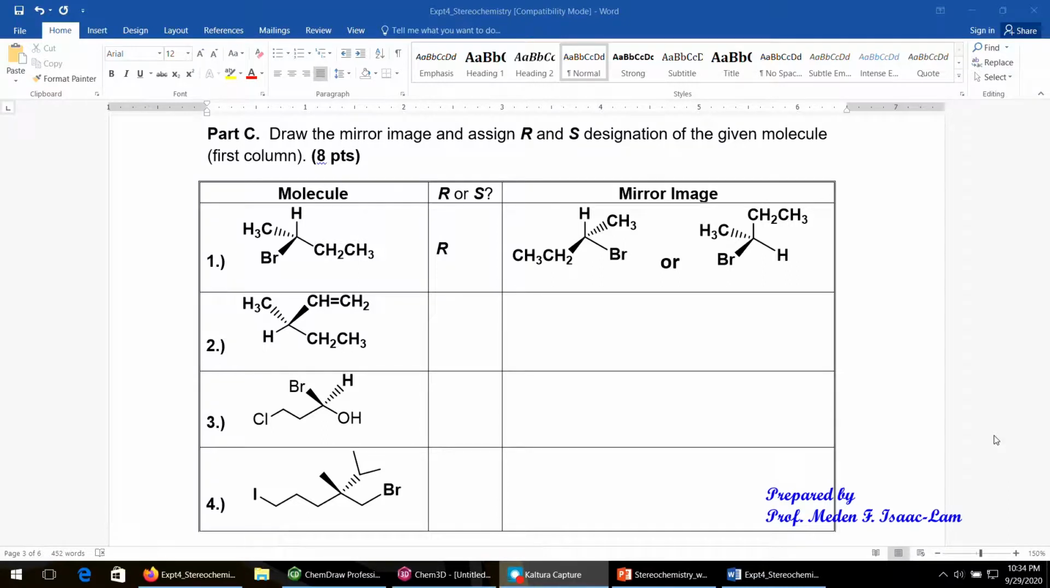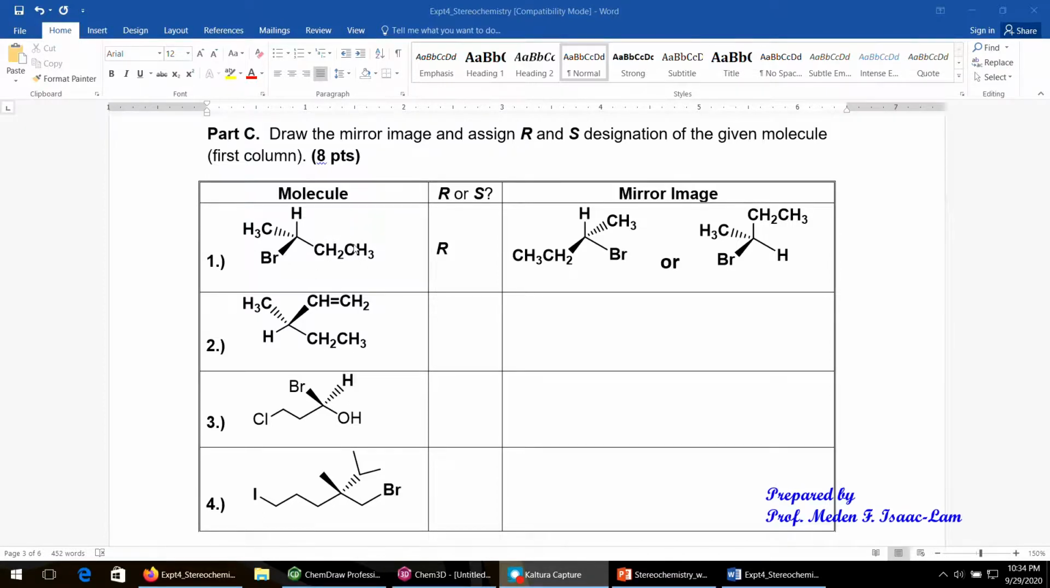Part C of the worksheet. You are going to draw the mirror image and assign the R/S designation of the given molecule. So for example, for structure number 1, the configuration of this molecule is R. So you're going to write here R, and then draw the mirror image. For this example, the mirror image is as a reflection in a mirror. So the H on top, methyl on the left goes to the right, Br on the left goes to the right, and then ethyl on the right goes to the left. So that's the mirror image of this structure.